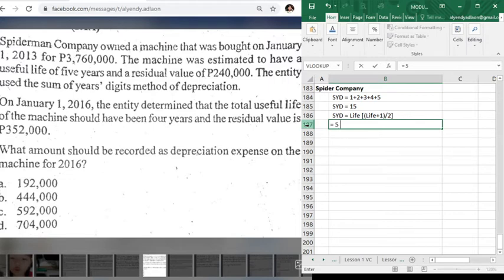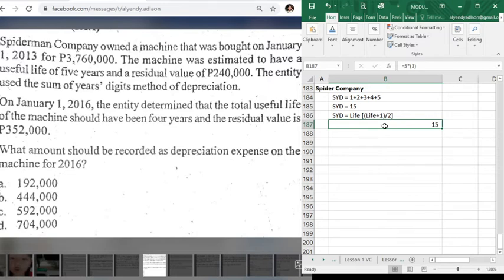The life is 5 and then life plus 1. So 5 plus 1 that is 6 and divided by 2 that is 3. Okay? So 5 times 3, pila man ang 5 times 3 that is 15. Okay? So we get 15 lang gihapon using the formula. So kung dako-dako na ang number, you use the formula.